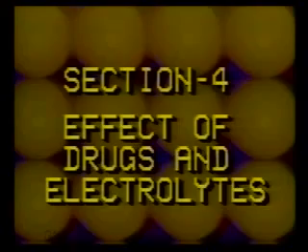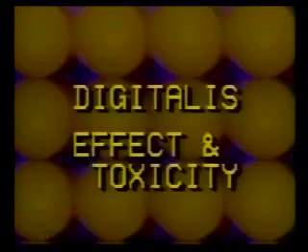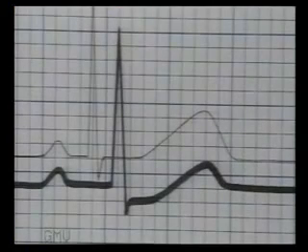In this section, we will study the effect of certain drugs and electrolytes on the ECG. First, digitalis effect and toxicity. This is an ECG of a patient on digitalis. The thin drawing in the background is a normal tracing for comparison.